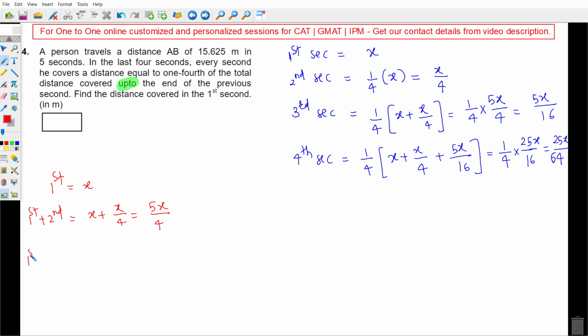The distance traveled in the first second plus second second plus third second is x plus x by 4 plus 5x by 16, that is 25x by 16. Now what is this pattern? This is equal to (5/4) to the power 1 into x. Hold on just a second, let me correct this. This will be 25x divided by 64. This is equal to 5/4.